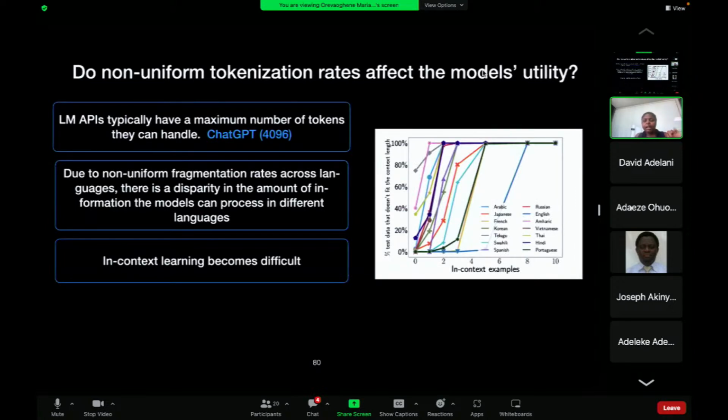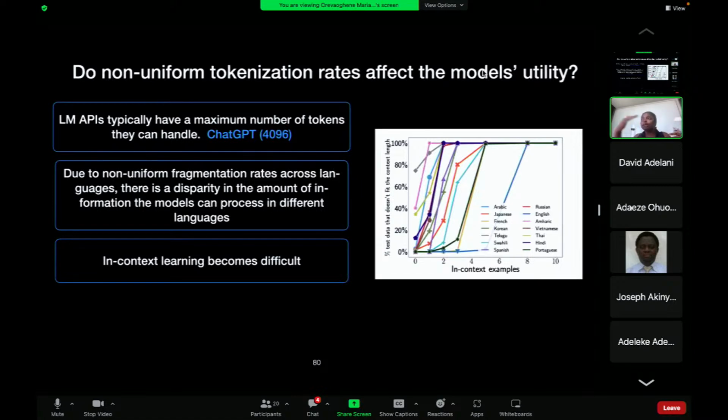Usually, like I mentioned before, models have a maximum number of tokens that they can handle. We call it the context size. At the time we ran this experiment, ChatGPT could only take 4,096 tokens.